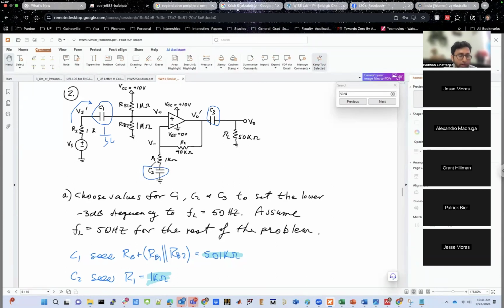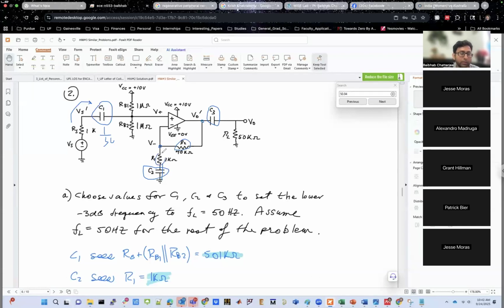Because if C2 is not a short, then this R1 does not go to ground. So the bottom terminal of the R1 is not connected to ground. And you know from your previous understanding of non-inverting op-amp based amplifiers that as you are providing your input to the non-inverting terminal or the positive terminal of the op-amp, the feedback needs to be placed between the output and the negative terminal or the inverting terminal of the op-amp. So that's with this feedback resistance R2.